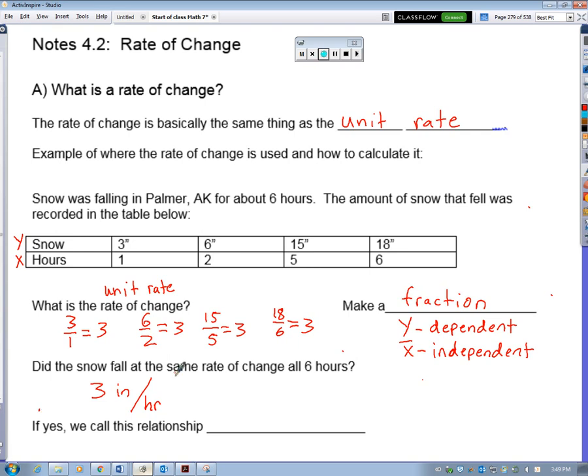Okay? And because it was the same for all 6 hours, it was all threes, 3 inches an hour, the math word for this relationship is proportional. This snowfall relationship was proportional, because proportional just means constant. Like the same. It fell the same amount all 6 hours. 3 inches an hour for all 6 hours. This was a proportional relationship. Alright?